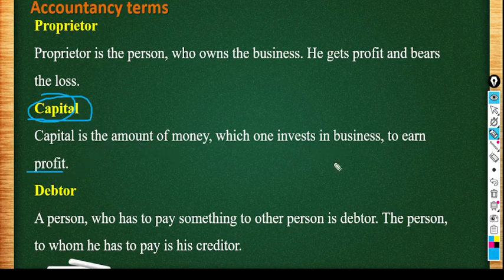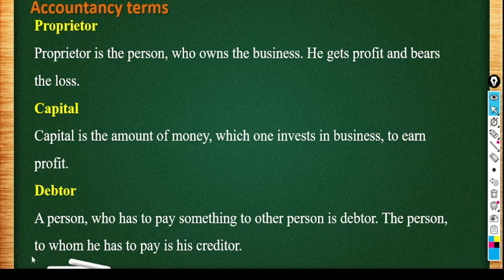To earn the profit. This is what we just discussed: a person who is investing more is a shareholder, and the share capital will be there here. Next one, we are going for a debtor. What is a debtor? A person who has to pay something to another person is a debtor.